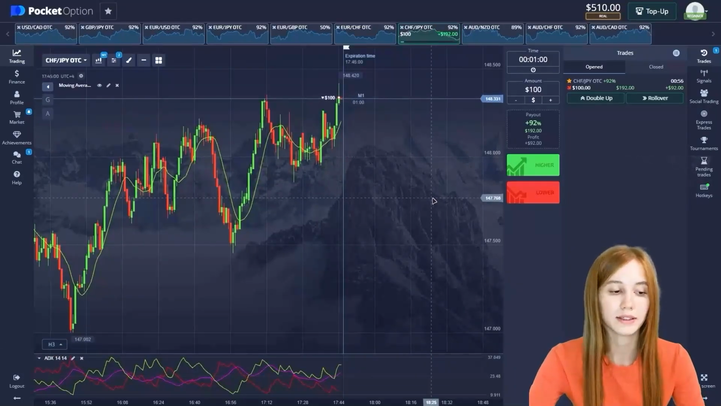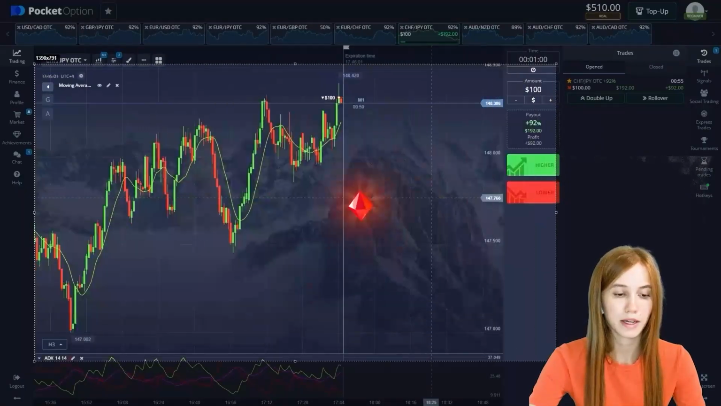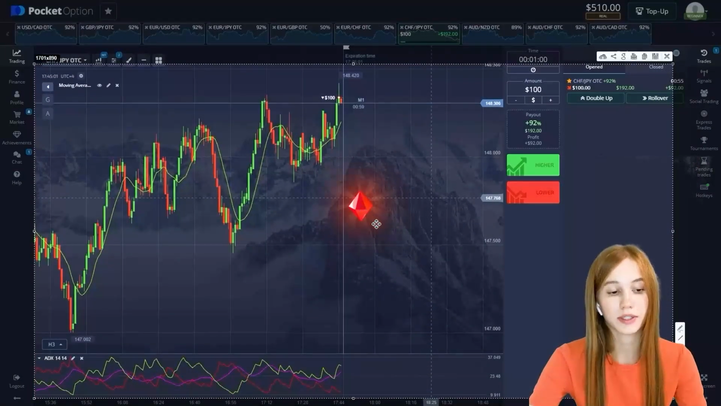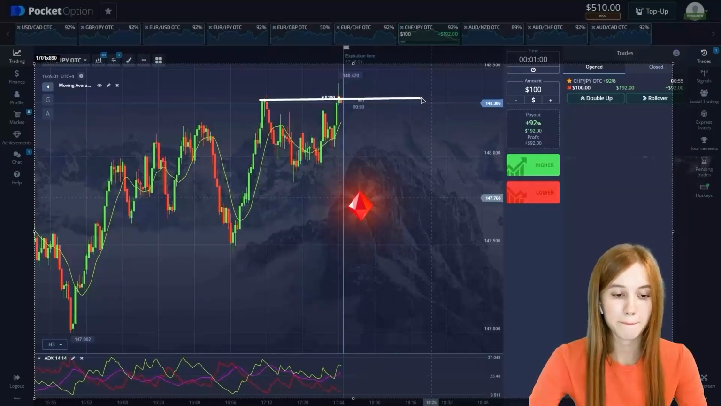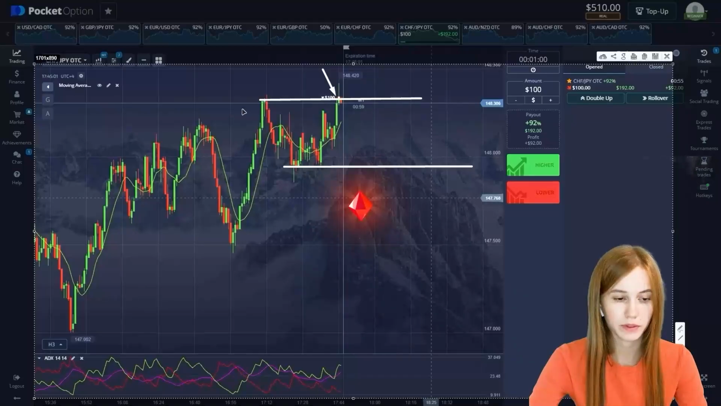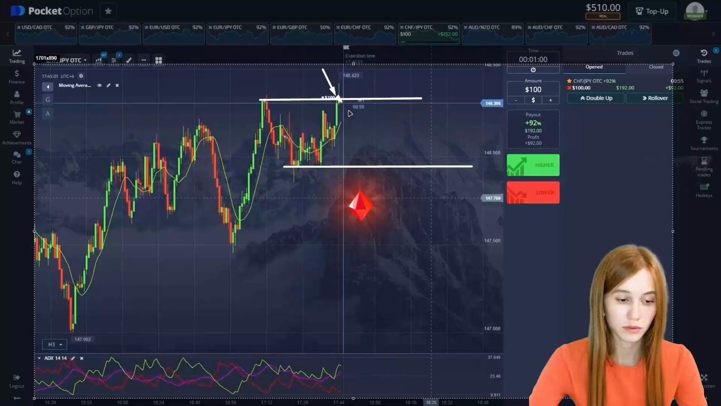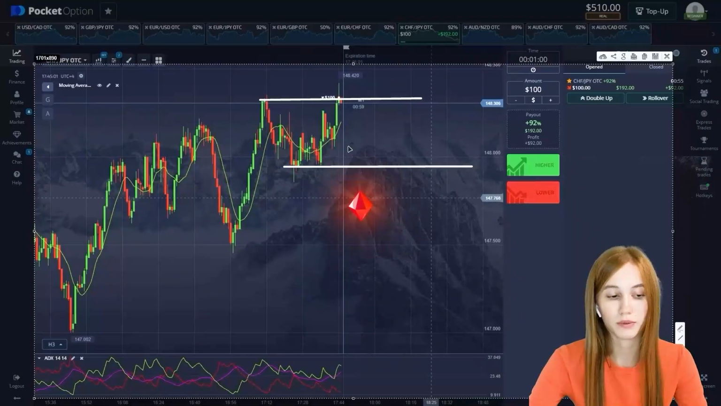First, if we highlight the area of resistance and support, at the time of opening, the resistance area was reached, which indicates a rollback. In most cases, a rollback occurs. If we look at the moving average, it shows the general situation for growth, but at the moment there will be a fall.